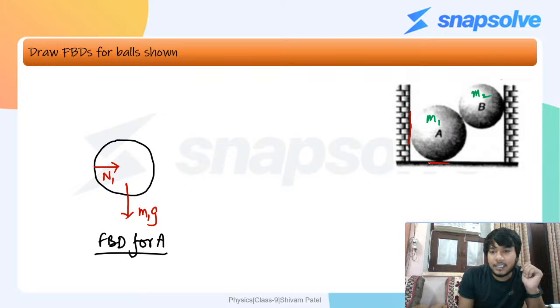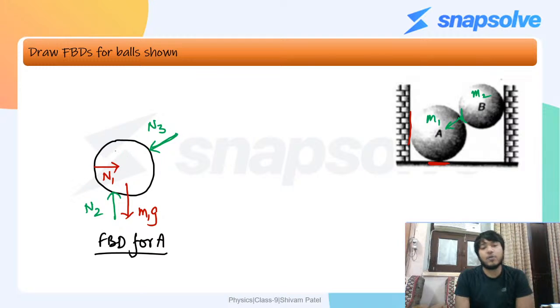Now there is this surface also, the ground and the body A. So ground will also exert an upward force on this surface. Right, let's call that normal as N2. So N2 will act in upward direction like this. Clear? Now one more surface of this body A is in contact with the body B. So the ball B will also exert a normal reaction force in the direction perpendicular to the surface. That means in this direction. Let's call this normal as N3. So this will be the free body diagram for A.